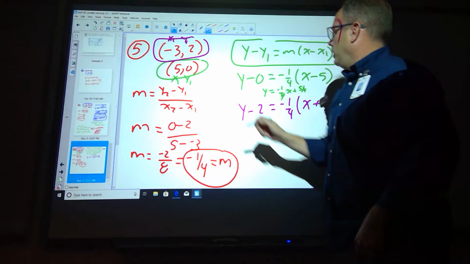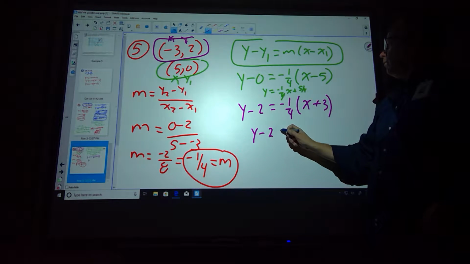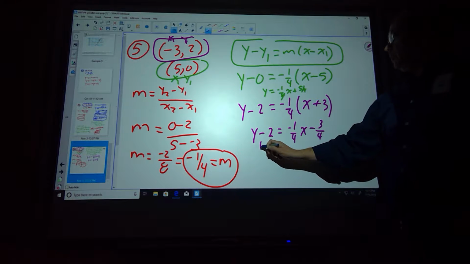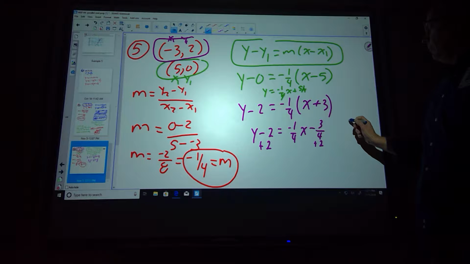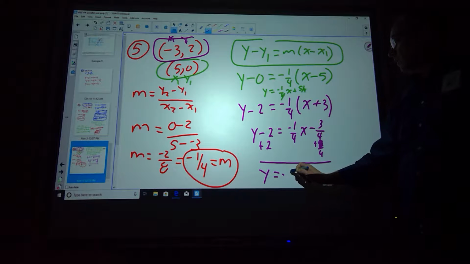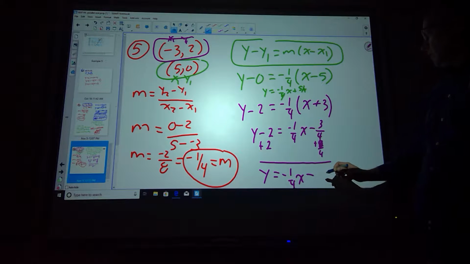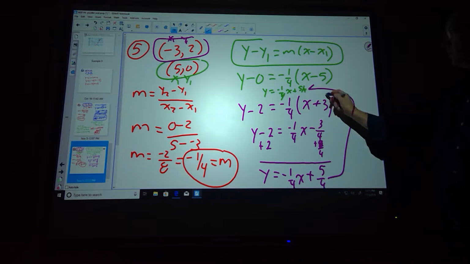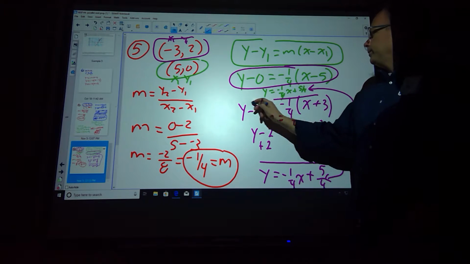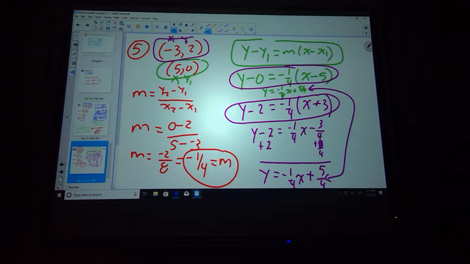If I do the same on the purple one, if I distribute the 1/4 over, and then I add 2 to both sides, well, 2 is the same thing as 8 over 4. It's going to be positive 5 over 4, which are the same. But this was the answer they were looking for, this one or this one, because you can leave it in point slope. It's your choice which way you want it. So we don't have to solve the whole entire thing. If it asks for point slope, just do the 2 that I circled.